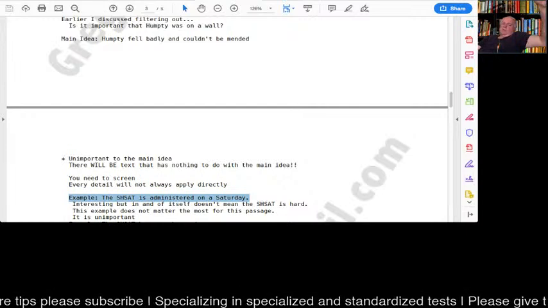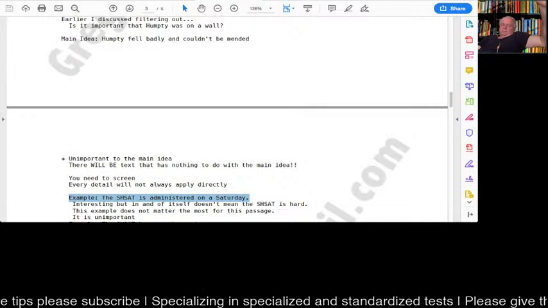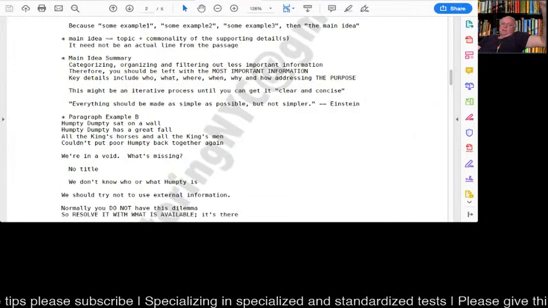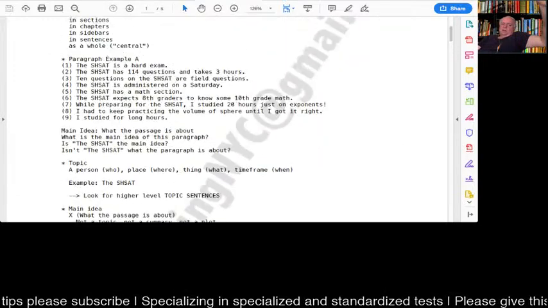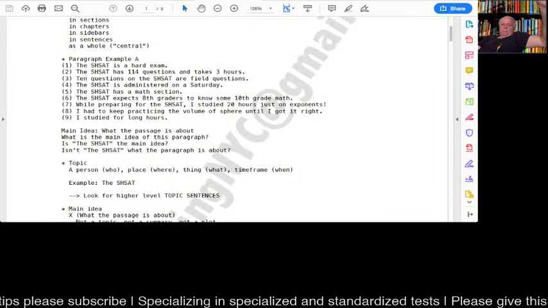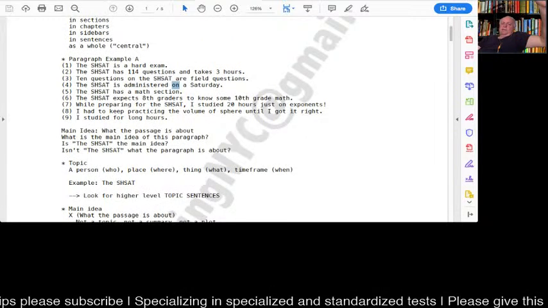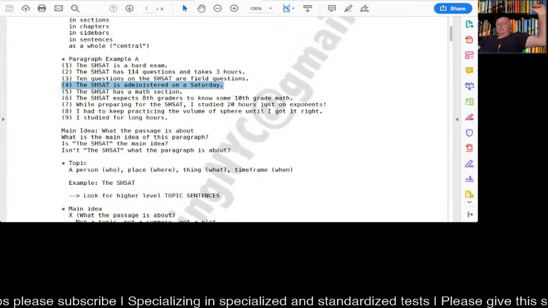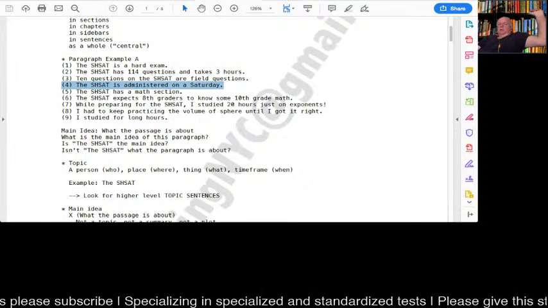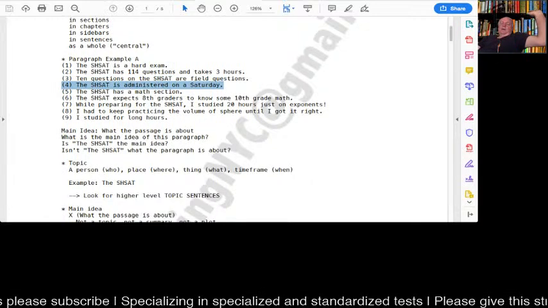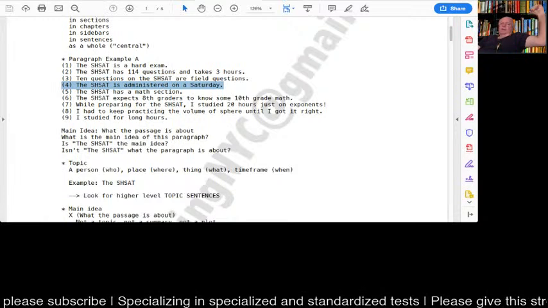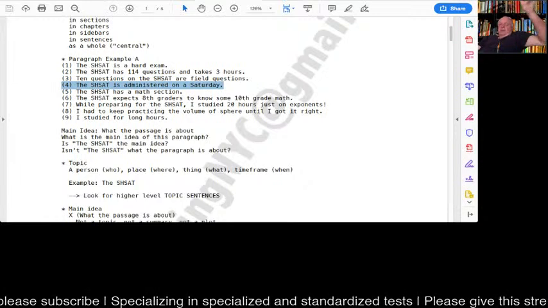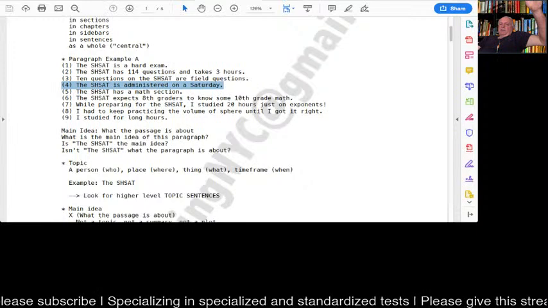Normally, what you're looking for is there, right? So the fact that the SHSAT was missed on a Saturday is unimportant. So if we go back to that passage, out of 9 lines, we don't care about line number 4. Maybe this passage is poorly written, or maybe the author thought, oh, that's cool to throw in. But really, we could get rid of line number 4 and still have the same strength in our narrative that the main idea is about the SHSAT being hard.